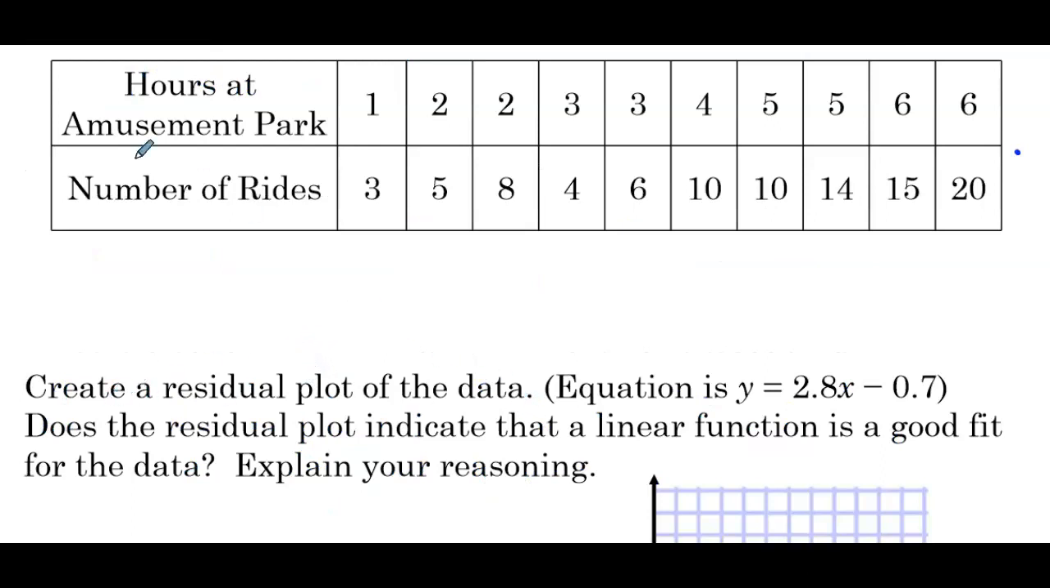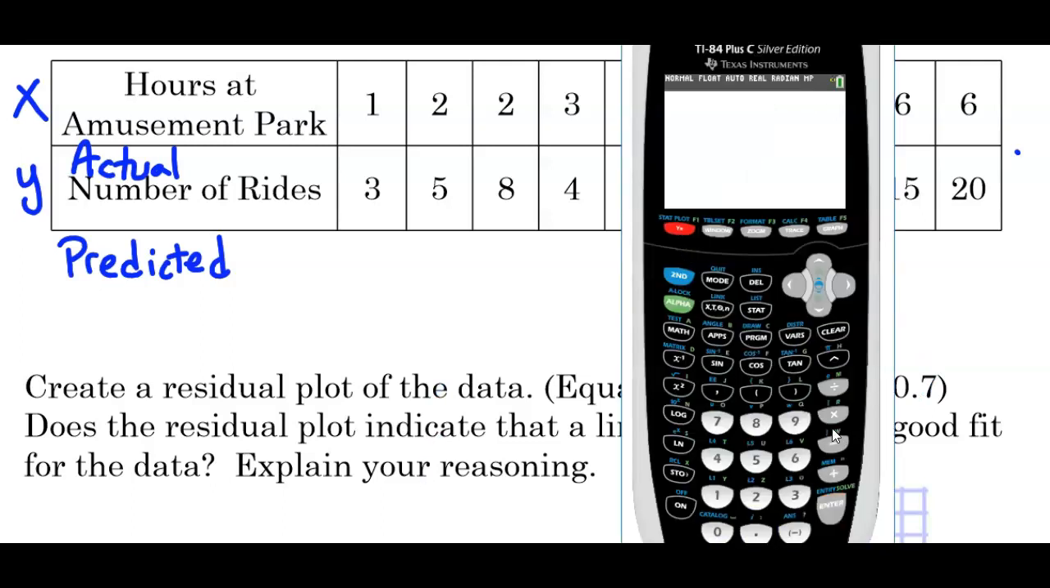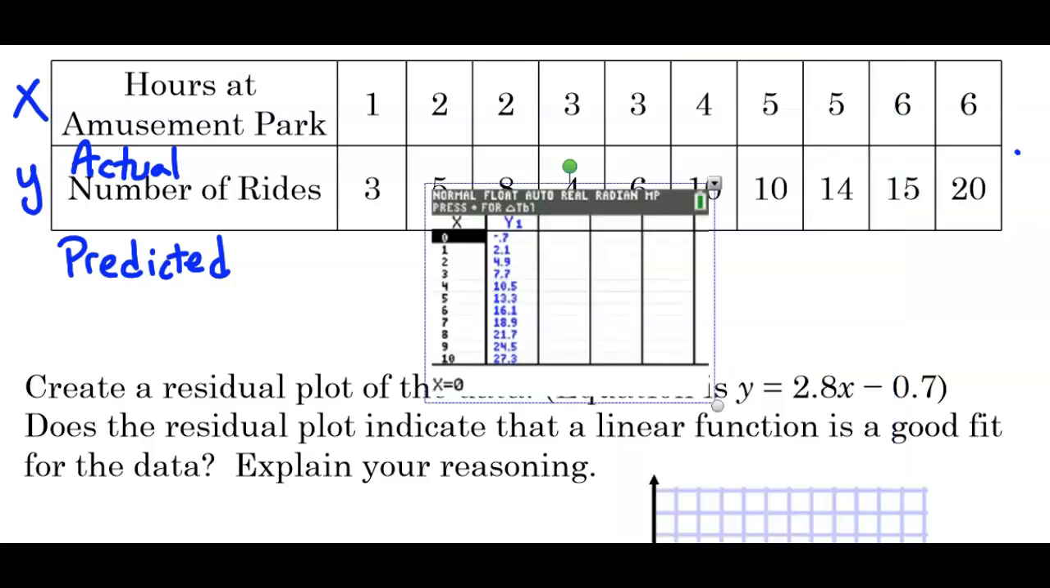Okay, so create a residual plot. So hours was X, number of rides is Y, right? And this is the actual data points. So we need the predicted first. One way to do this quickly, if this is our equation, is to go in the calculator, go into y equals, and type in our linear regression equation, which is 2.8x minus 0.7. And we're not going to graph it, but we'd hit second table. And very quickly, we can have the values from 0 to 10. We can scroll if we need more values there. So I'm going to bring this in here.